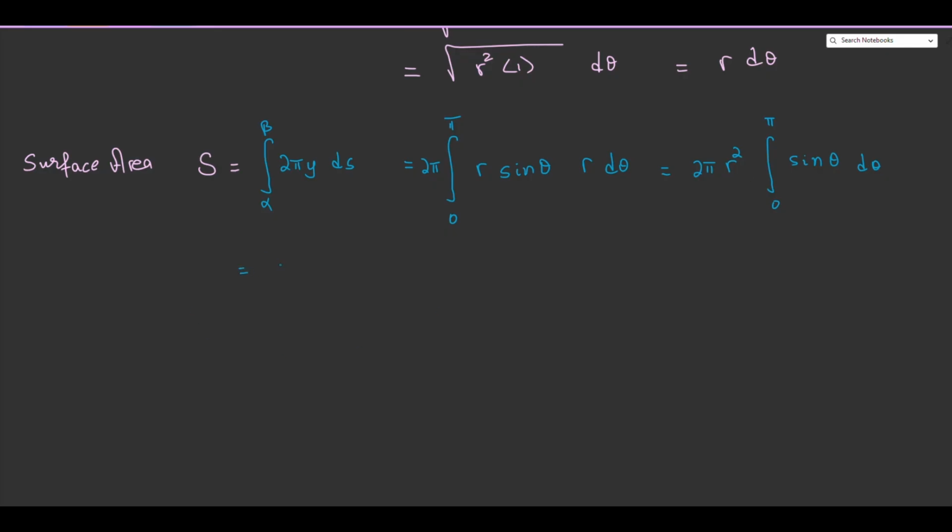Now let us integrate this, 2 pi r squared. What is the integration of sine? The integration of sine is minus cosine of theta from 0 to pi. Now we substitute these limits inside this cosine. Then we get minus cosine of pi, and then minus minus cosine of 0.